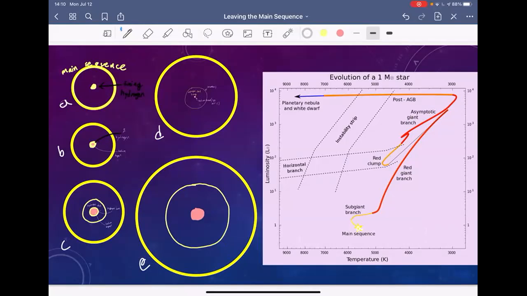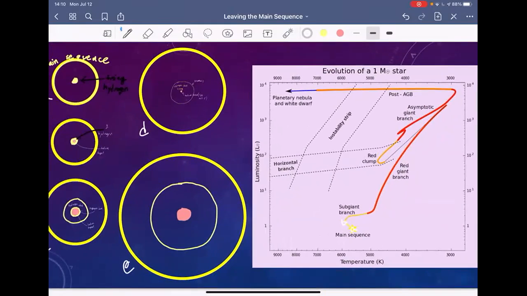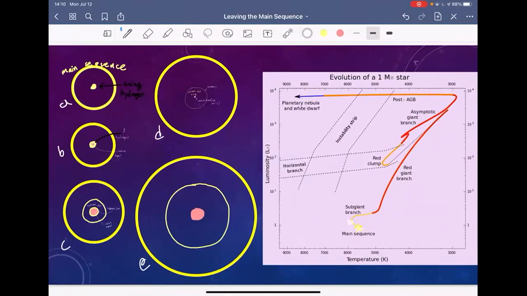B is about what happens here. At B, you're starting to run out of hydrogen. You have a lot of helium in the center of your core and you're starting to run out, but you're still doing fine until you reach C.